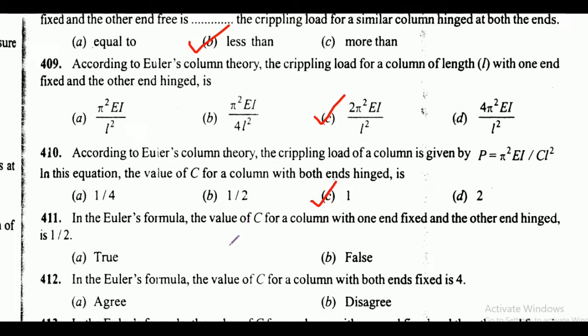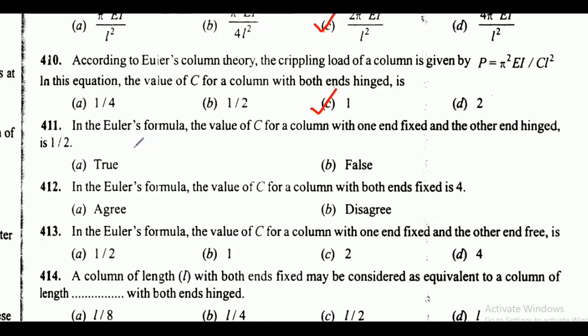Okay, next is, in Euler's formula, the value of C for a column with one end fixed and other end hinged is half. Is it true or false? So here answer A is the correct answer, that is true.